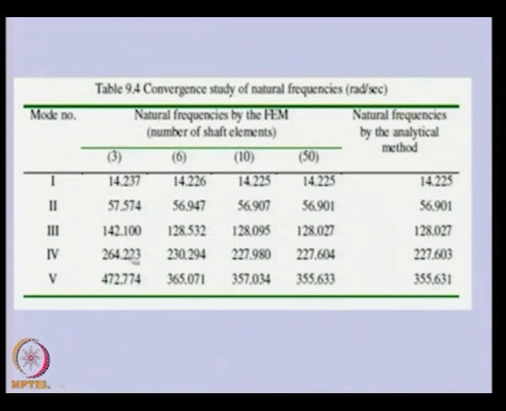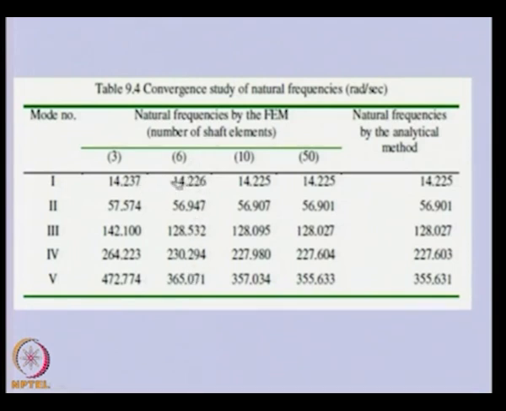If we do the same exercise for 6 elements, generally for this we need to program the assembly of the equations in a computer so that we can increase the size automatically. We just need to change the number of elements, and the program should take care of how to assemble the equations. If the number of elements is more, how to apply the boundary conditions should also be incorporated in the program. So if it is 6 elements, then these natural frequencies will be this.